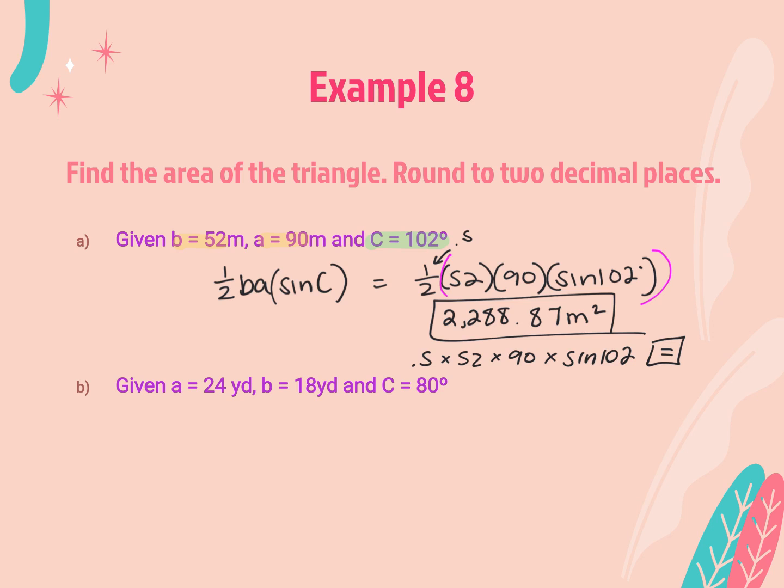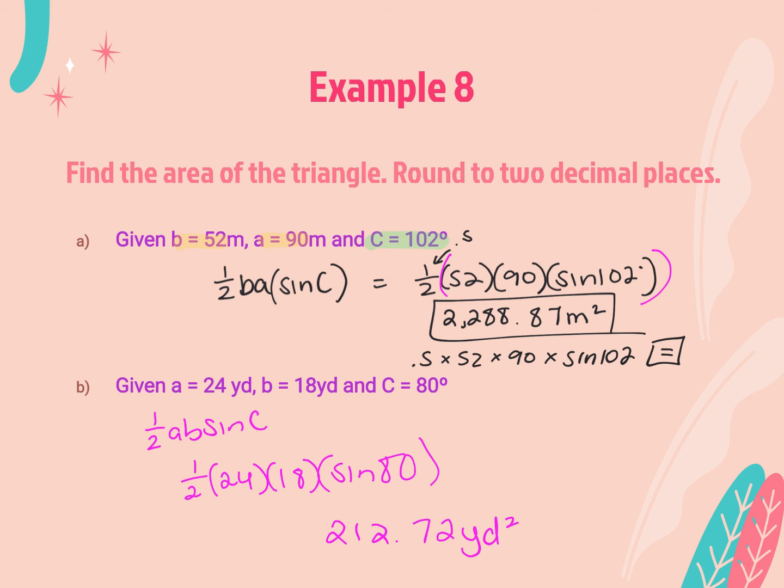So this would be one half AB sine of C. So one half, 24, 18, sine of 80. And then again, you could type it in: 0.5 times 24 times 18 times the sine of 80. That gives 212.718, so 212.72. This time it's yards squared.